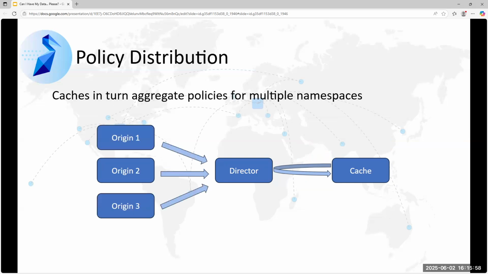On the other hand, one cache is also responsible for implementing the policy of multiple origins. So if we have 3 different origins, they're all sending some policy information to the director. This one cache is responsible for learning about all of the policies from these origins and combining them into a kind of master policy.